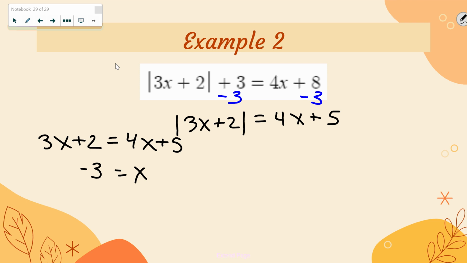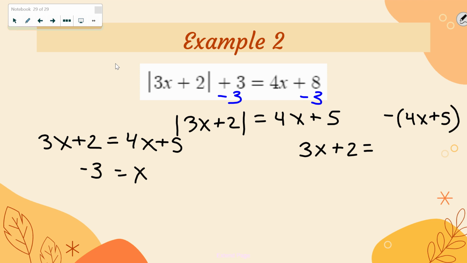Alright, so you subtract 3x on both sides, subtract 5, so you should get negative 3 equals x. Now, let's make our second equation. What would our second equation look like? I'll drop my absolute value of 3x plus 2, and it should be equal to its opposite. And what would the opposite be here? What do you think, Jaden? Negative parentheses 4x plus 5. Good job. It's going to be negative parentheses 4x plus 5.